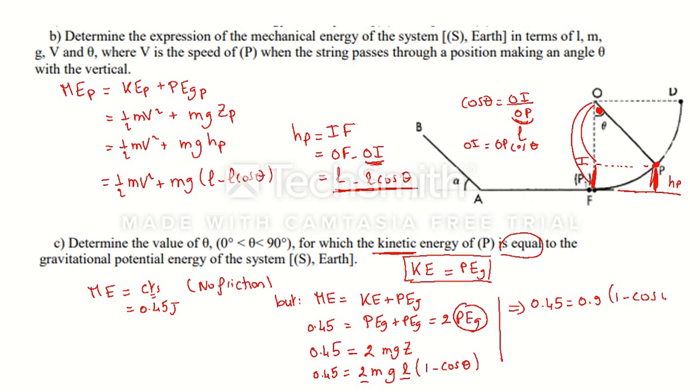1 minus cosine theta. This means we'll have 1 over 2. So here the answer is 0.45 over 0.9, which equals 0.5. So 1 minus cosine theta equals 0.5, which means that cosine theta is equal to 1 minus 0.5, that is equal to 0.5. And here I can use the calculator and find that theta is equal to 60 degrees.